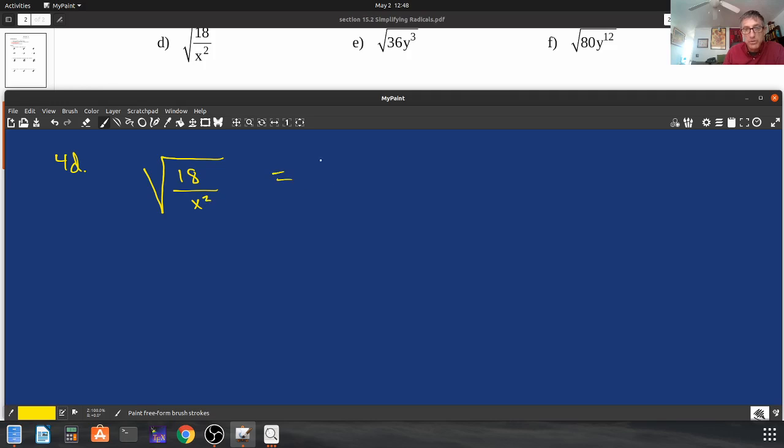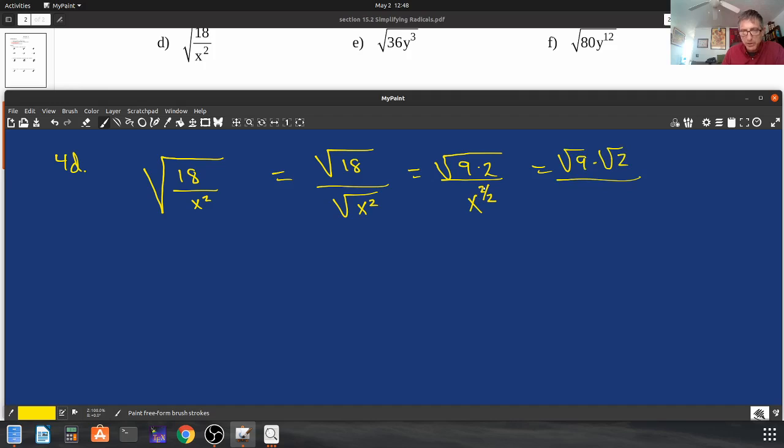Well, I'm going to use the quotient rule. In my very next step, I can simplify the denominator. That's x to the 2 divided by 2. And the square root of 18 is, well, 18 is 9 times 2. So that's the square root of 9 times the square root of 2 on the numerator, and x to the 2 divided by 2 is just x.